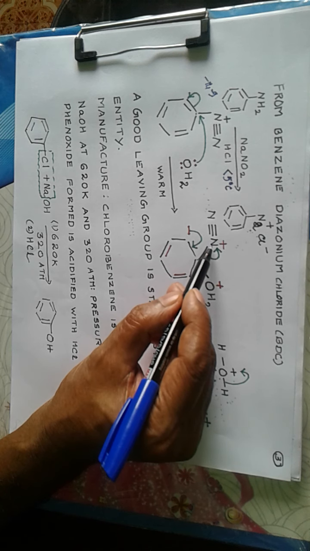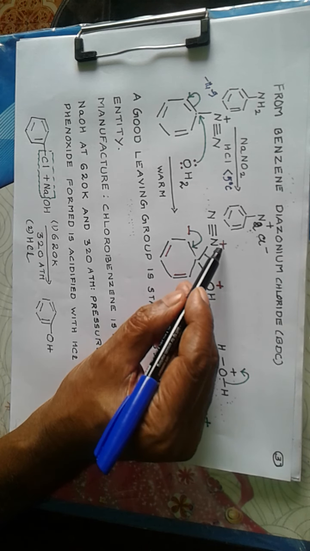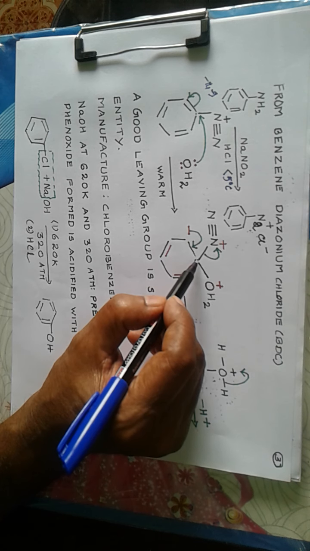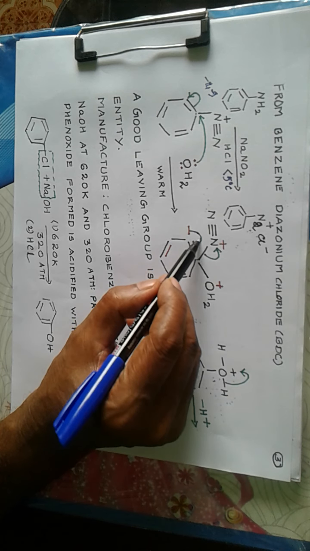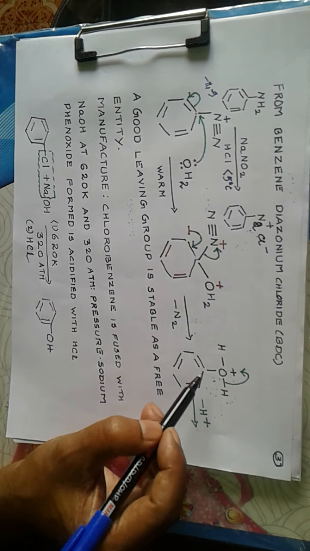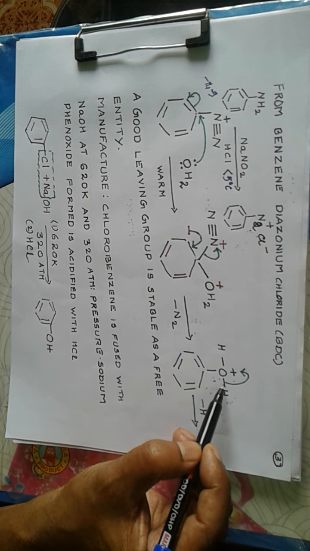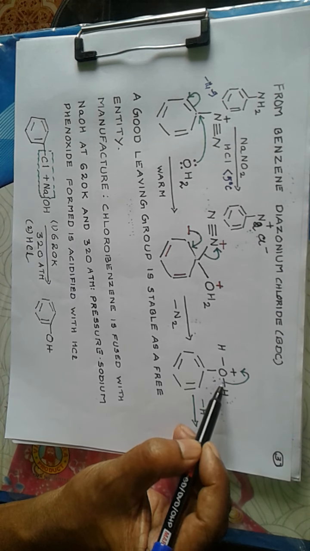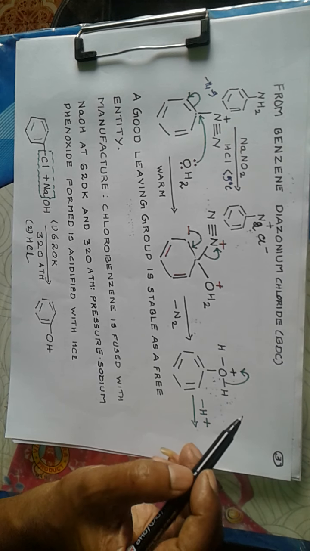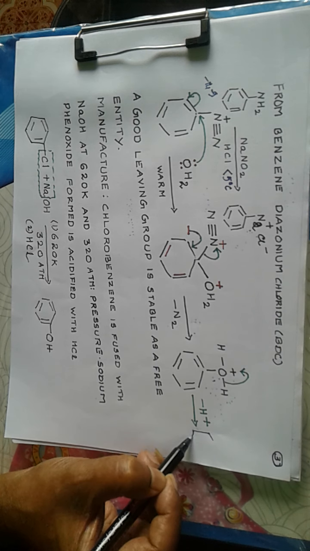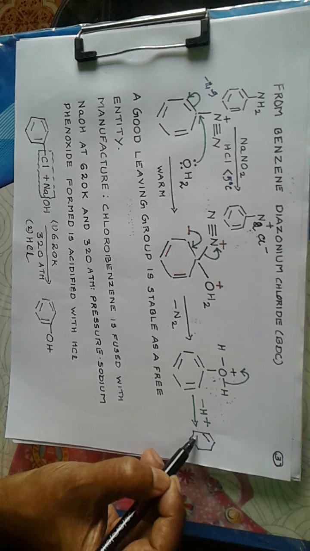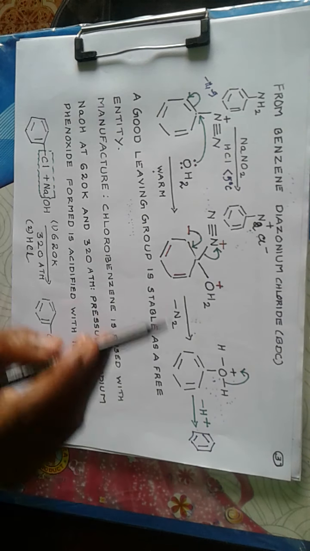So that nitrogen gets the share of this carbon and the positive charge is getting neutralized, and this carbon gains a positive charge. This pair of electrons is shifting in between these two points and we get OH2 positive, which again removes an H positive by shifting of this bonding pair over the oxygen atom, in the sense of the oxygen atom taking up the complete pair of electrons in its orbital, and we get the OH group. So phenol is produced when benzene diazonium chloride is warmed with water.